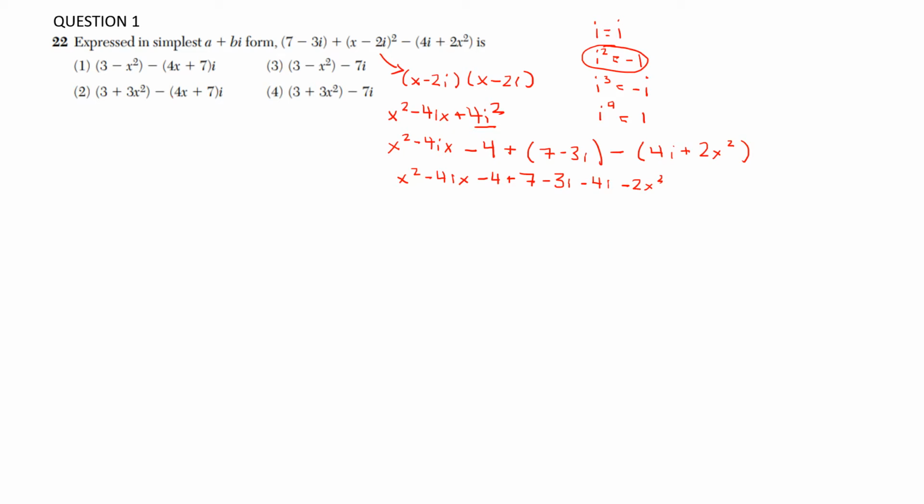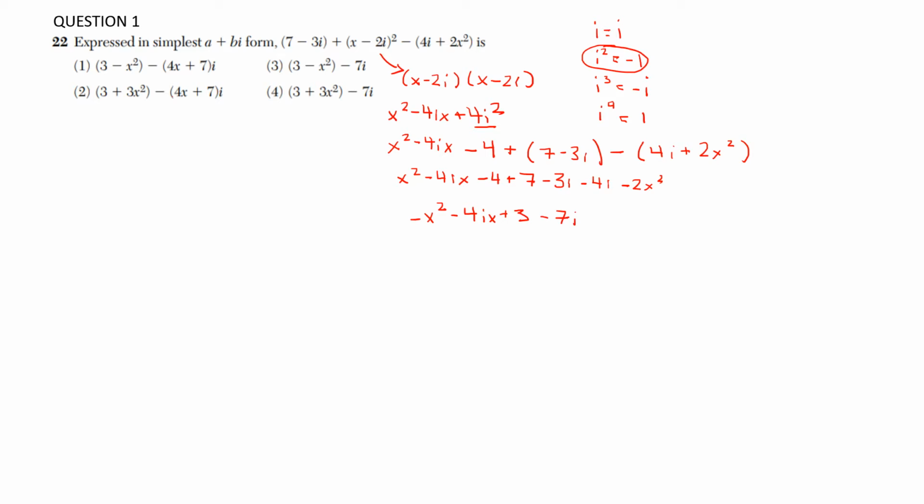So we can combine these x squared terms and get negative x squared. 4ix is a term by itself. You have a minus 4 here, but we have a plus 7 here, so that's a plus 3. We have a minus 3i and a minus 4i, and that's a minus 7i. And that should be it.